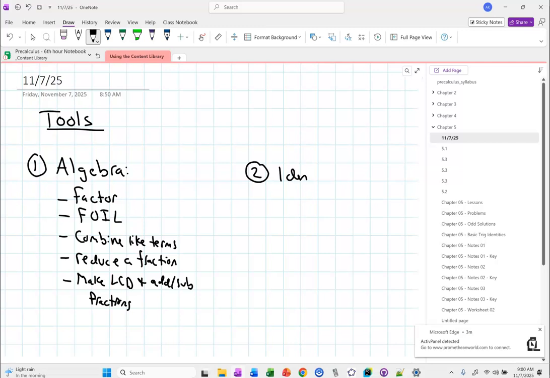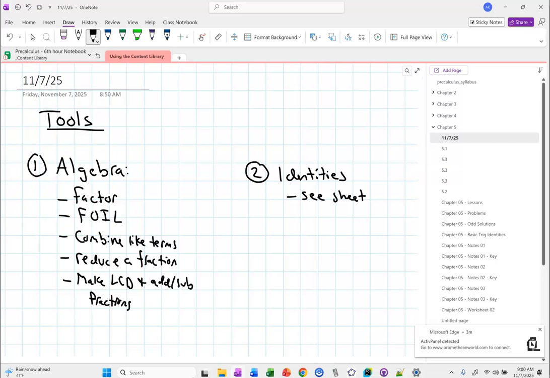The second set of tools that we have are our trig identities, which are given to you guys on that sheet that I just handed you. So we'll talk about how to use that sheet here in a little bit. Right now, though, I want to focus on reviewing some of these skills.